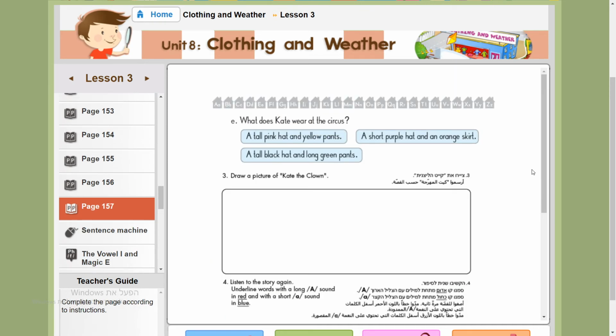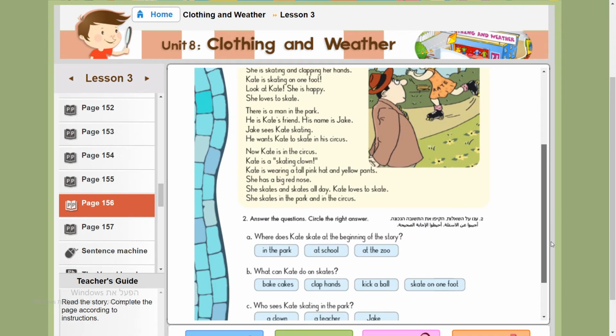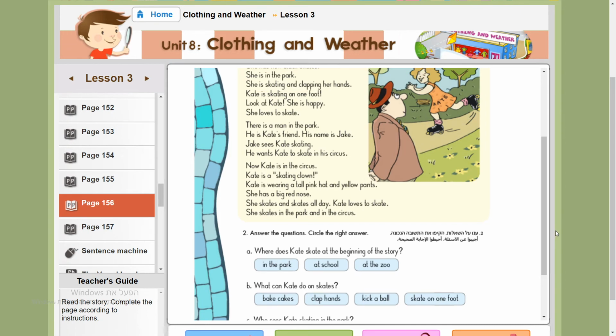Now move to page 157 to continue answering the questions. What does Kate wear in the circus? You can go back to the text and think about it. What is she wearing in the circus? Not in the park, in the circus. You can find the answer in the last paragraph here.